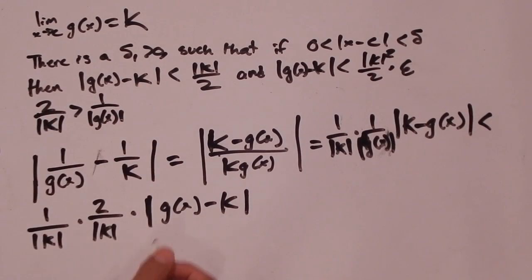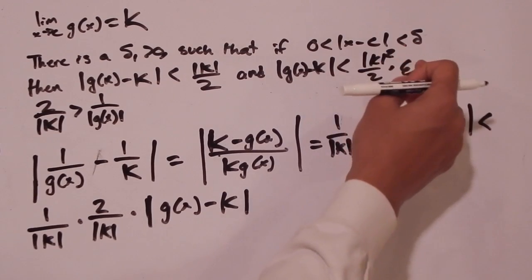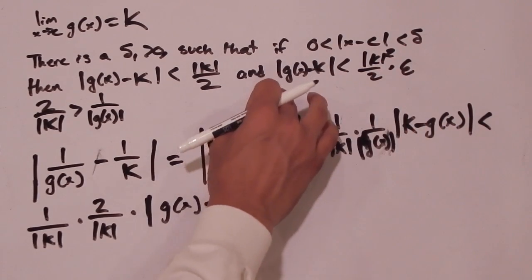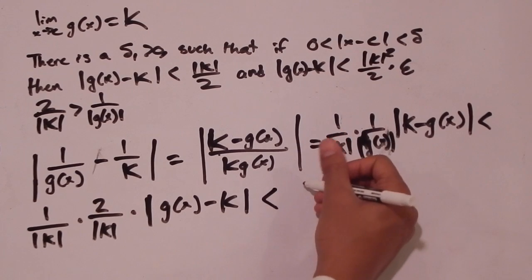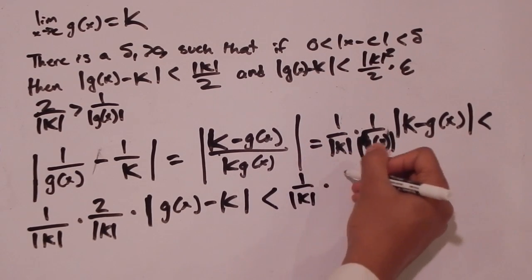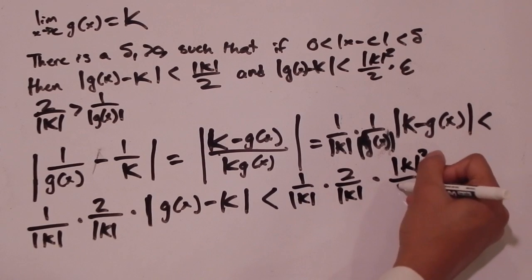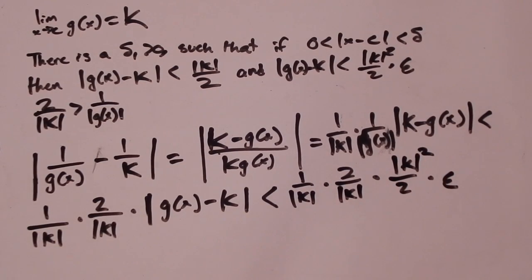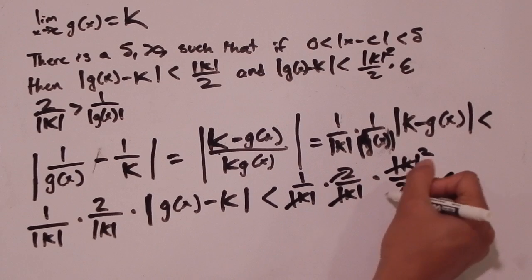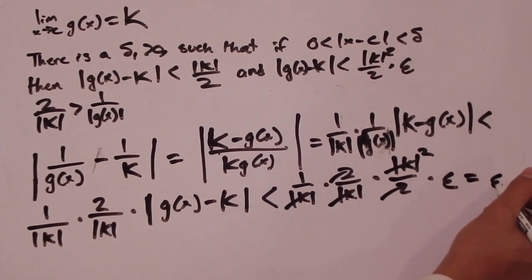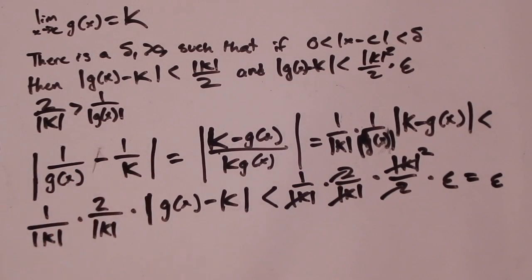And now we're going to use our second inequality from right here and say that on this interval, the absolute value of k squared over 2 times epsilon is bigger than the absolute value of g of x minus k on this interval defined by delta. So we can say that this is going to be less than 1 over the absolute value of k, times 2 over the absolute value of k, times the absolute value of k squared over 2 times epsilon. And when we simplify this expression, the k's cancel and the 2's cancel, and we get epsilon. So we get that epsilon is greater than the absolute value of 1 over g of x minus 1 over k.